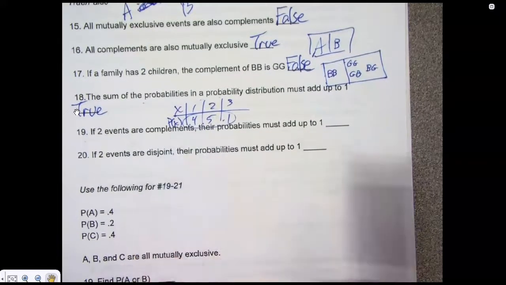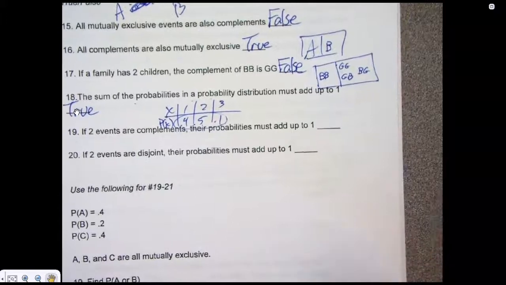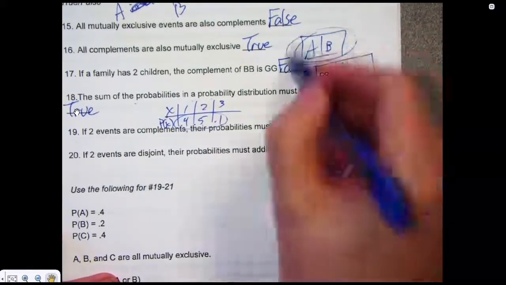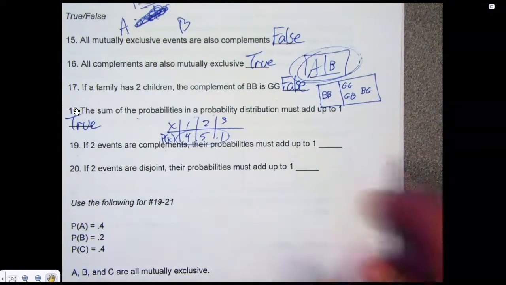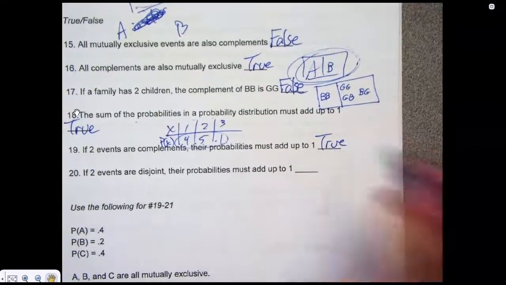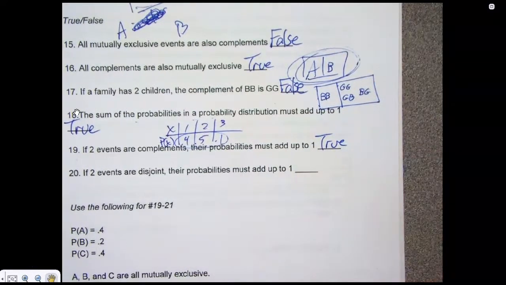If two events are complements, their probabilities must add up to 1. So these are complements up here. They have to be the only two things that can happen. One of those two things has to happen 100% of the time. Like heads or tails. Or you pass the class, you fail the class. That represents every possibility, so that is true.